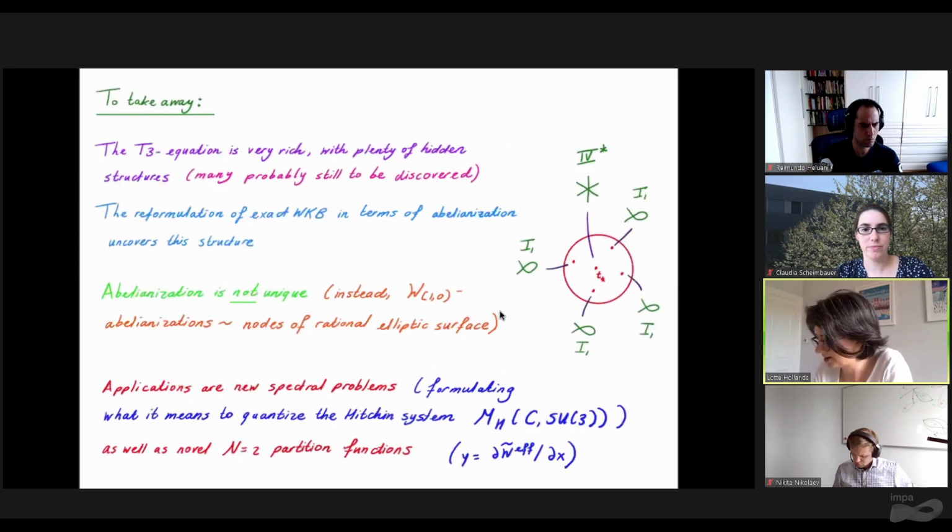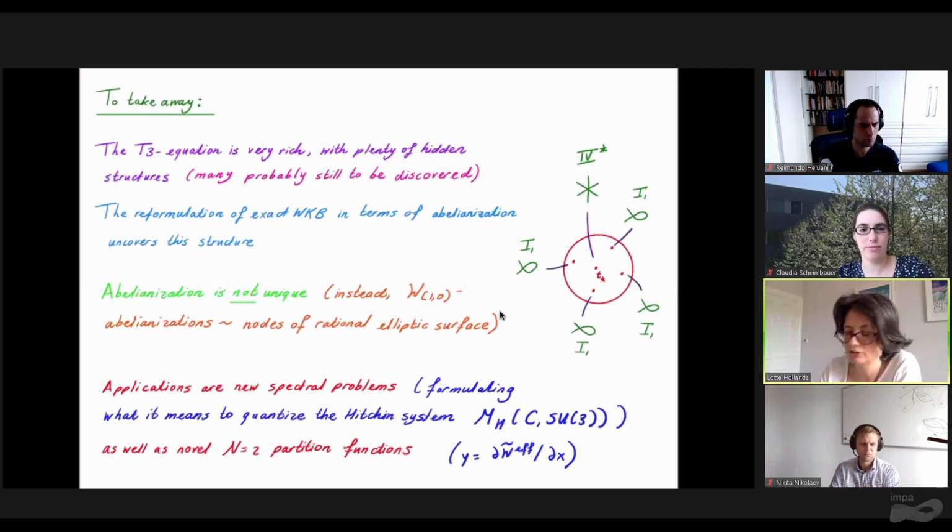Right, so maybe the conclusion. I hope you agree that this T3 equation is very rich with plenty of hidden structure. This talk is really an invitation to learn more about what seems to be, to me at least, quite a fundamental equation. The reformulation of exact WKB in terms of abelianization uncovers some of this structure. We would only see the structure of these 12 abelianizations, or 4 plus infinity, by looking through the lens of abelianization.